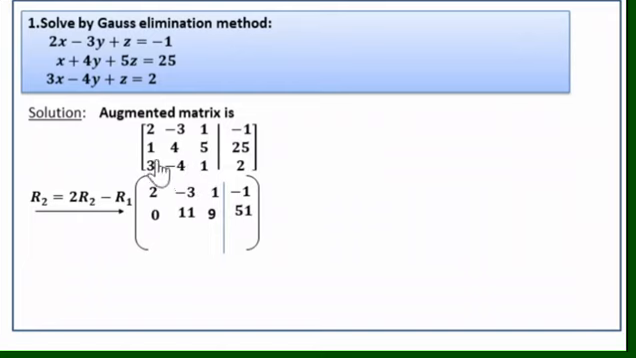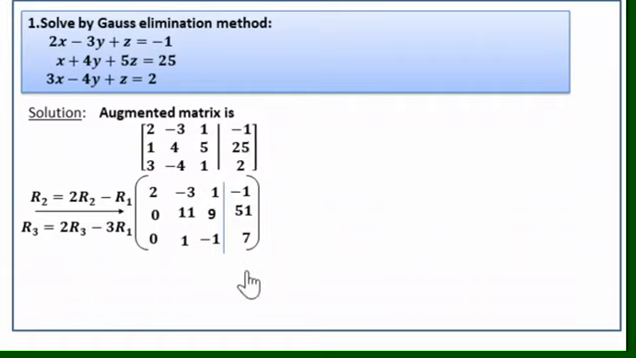Next, to make this 0, we use the row operation R3 equal to 2 R3 minus 3 R1. So we get 2 into 3, 6 minus 3 into 2, that is 6 minus 6 is 0. Next we have 2 into minus 4 minus 3 into minus 3, which is equal to 1. Next 2 into 1 minus 3 into 1, which is minus 1. Next 2 into 2 minus 3 into minus 1, which is equal to 7.